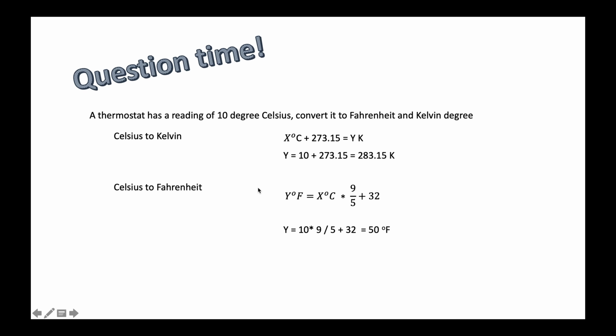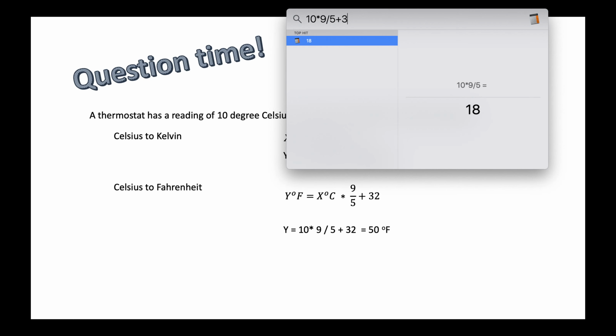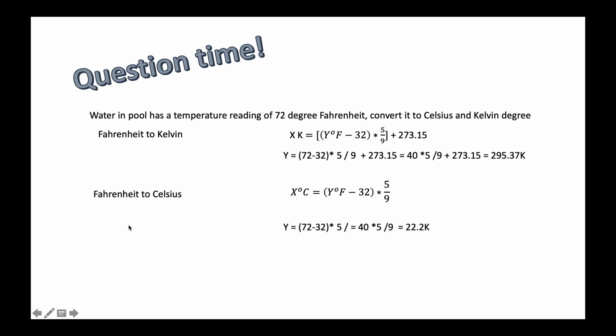Similarly, Celsius to Fahrenheit. So you have y degrees Fahrenheit equals x degrees C times 9 divided by 5 plus 32. So let's bring the number 10 in here. So 10 times 9 divided by 5. That's 10 times 9 divided by 5, that's 18, plus 32. You get 50 degrees F. All right? So let's do another question.